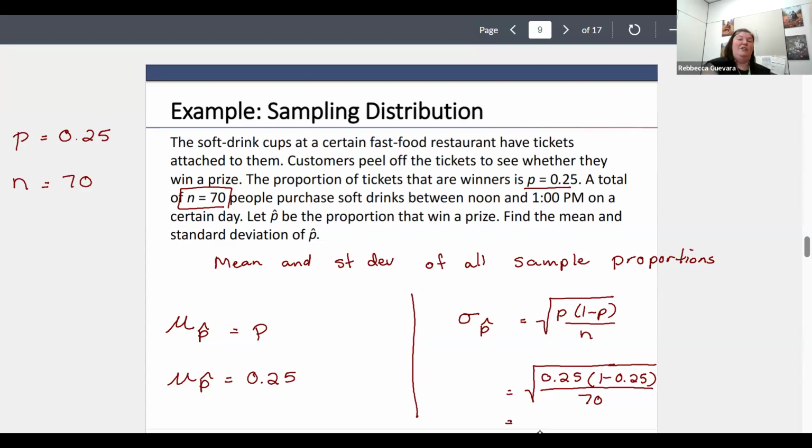So if I did this indefinitely, collecting every possible group of 70 that I could, what I would find is that among all of those samples, I expect the mean sample proportion to be 0.25, and the standard deviation to be the square root of 0.25 times 0.75 divided by 70. I forgot what my number is. That is going to be approximately 0.073.